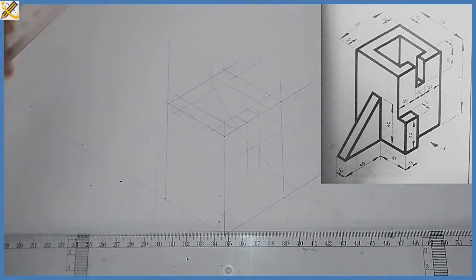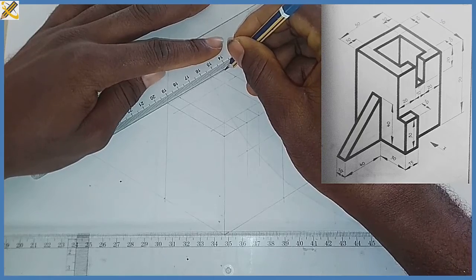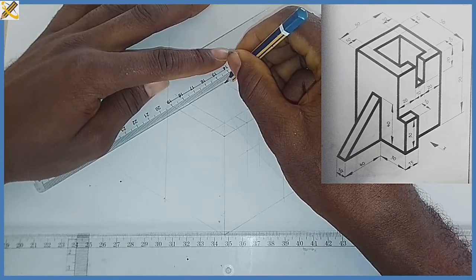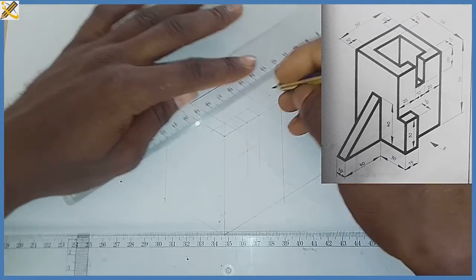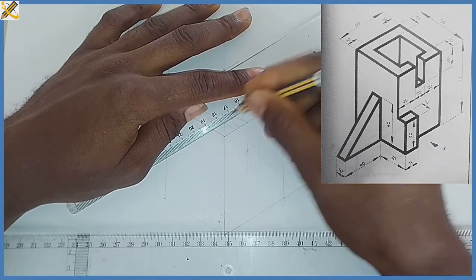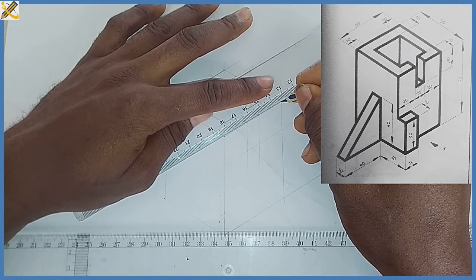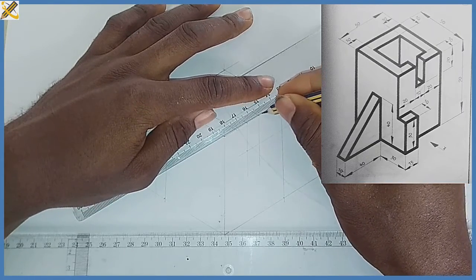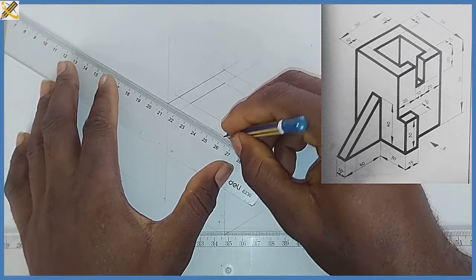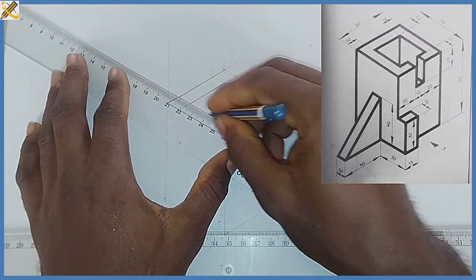So then what's the next thing? Let's trace out the top. Yeah, let's trace it out in this manner, this manner, this manner, this manner. All right, so likewise in this manner, this manner.